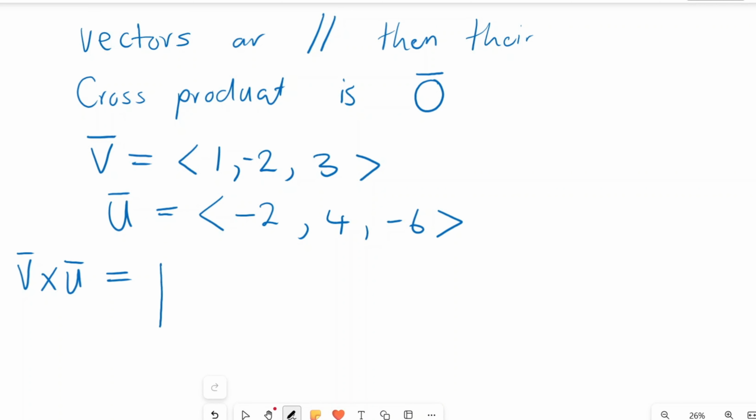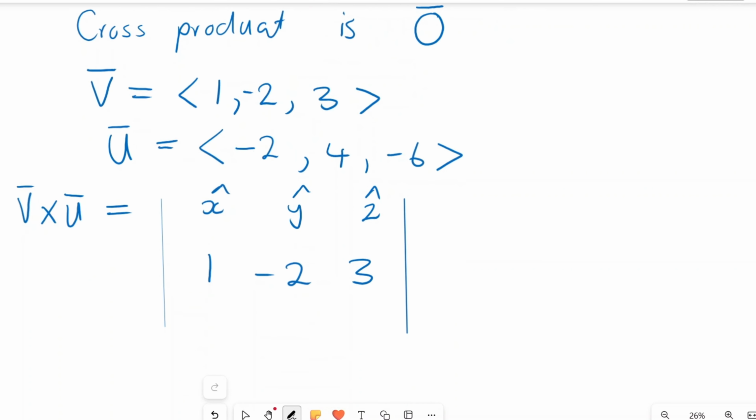So we get the x hat direction, y hat direction, and z hat direction. We put a determinant like this, and you put the first one in the middle. So the first one is v. I'll put 1, -2, 3. Then u will be -2, 4, -6. Sorry, -6. Then we get this one like this. We get to simplify it now.